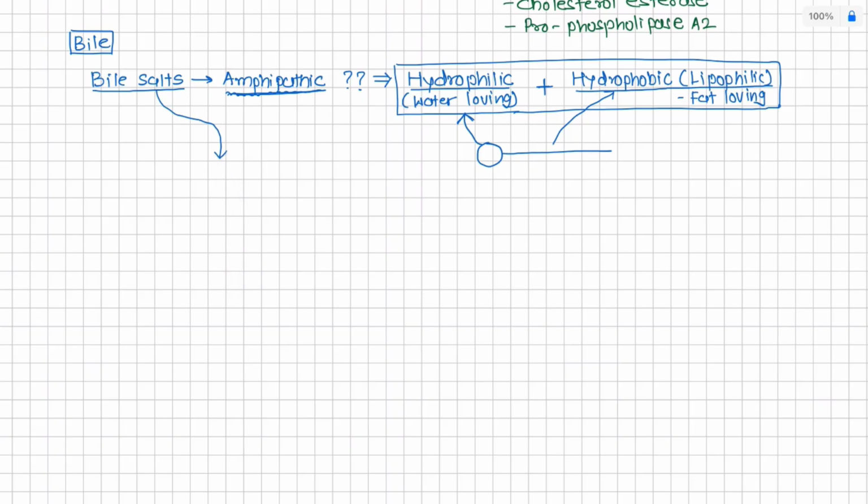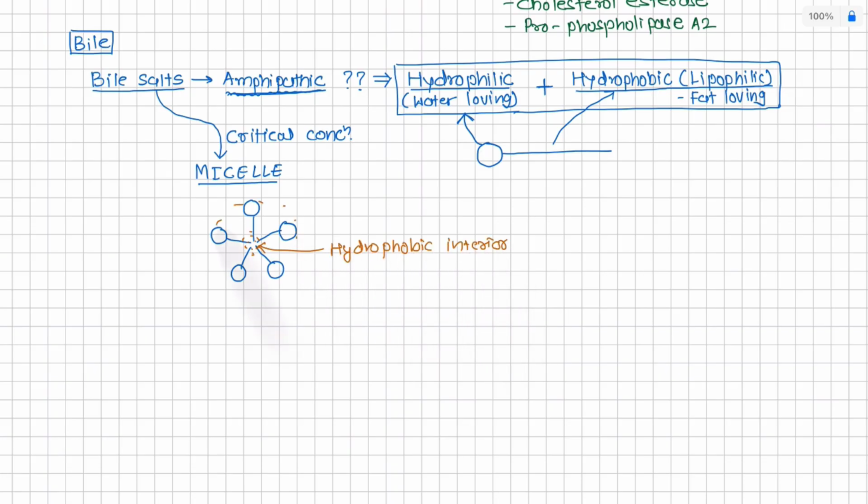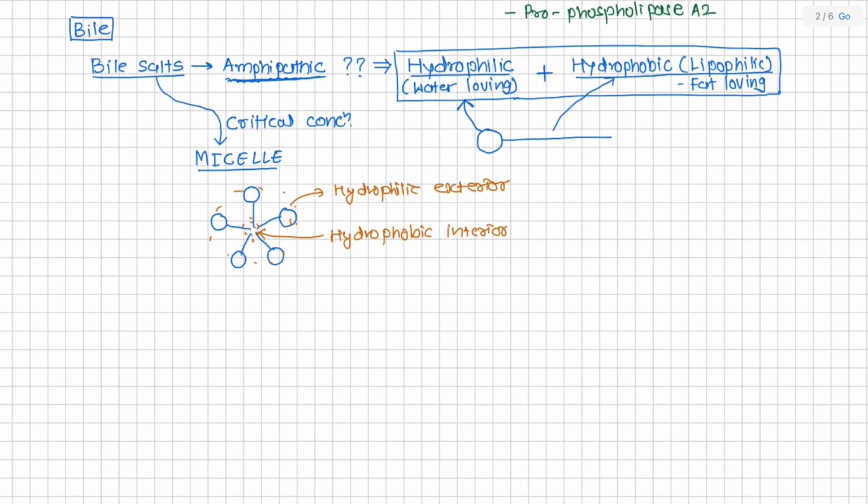When bile salts reach a critical concentration, they form a special structure called a micelle. In a micelle, multiple amphipathic molecules aggregate in a specific way. Their hydrophilic heads point outward towards the water, while their hydrophobic tails point inward, creating a hydrophobic interior and hydrophilic exterior. Now, how does this help lipid digestion?